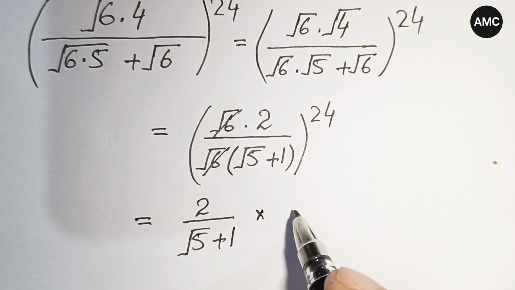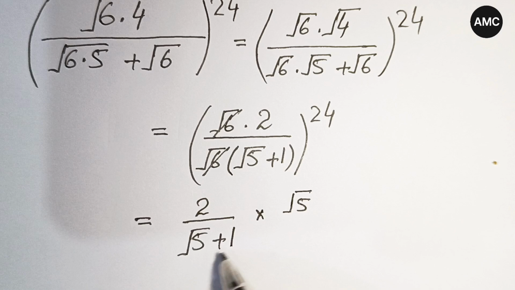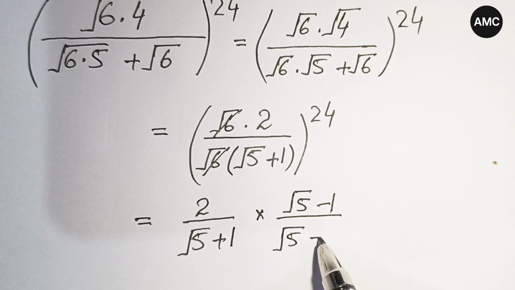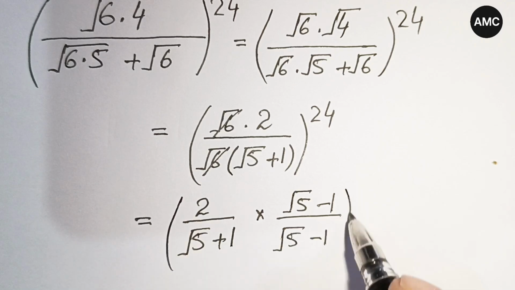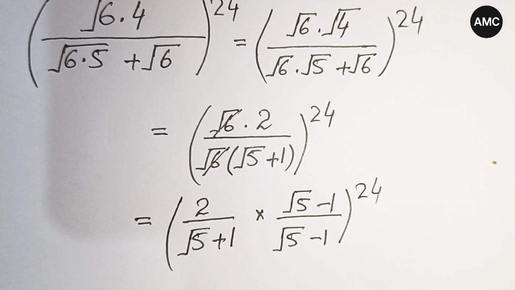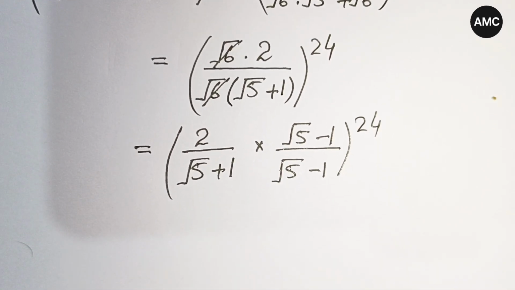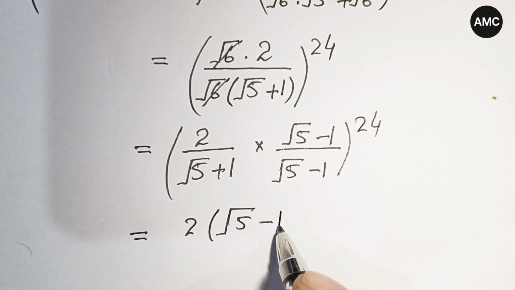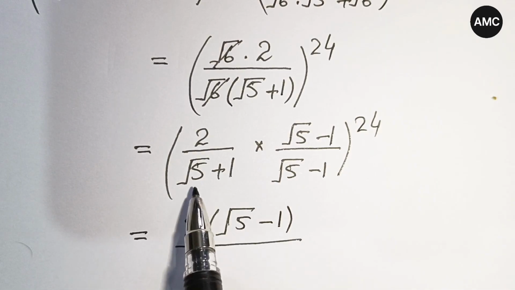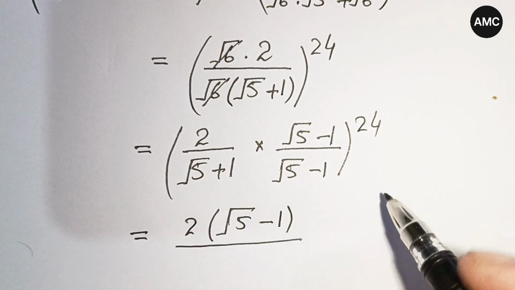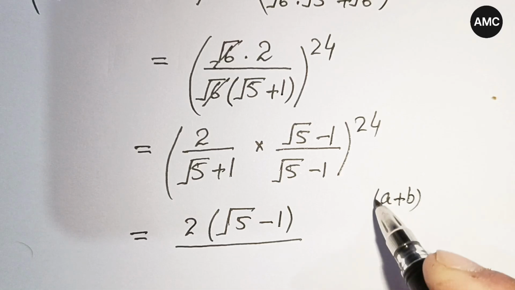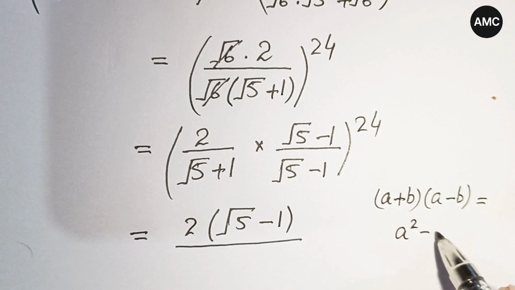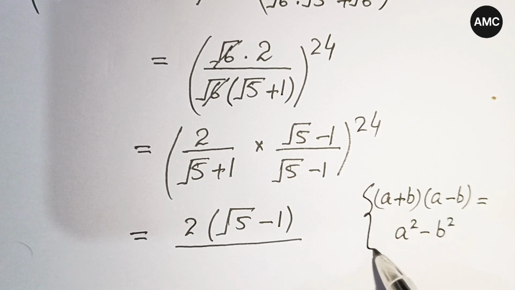Now if we just rationalize this denominator, we have to multiply with the conjugate. The conjugate of the square root of 5 plus 1 is the square root of 5 minus 1, over the square root of 5 minus 1, whole to the power 24. Here multiplying numerators, we will get 2 times the square root of 5 minus 1, all over. Here we see that it is a plus b and a minus b, so a plus b times a minus b is equal to a squared minus b squared.